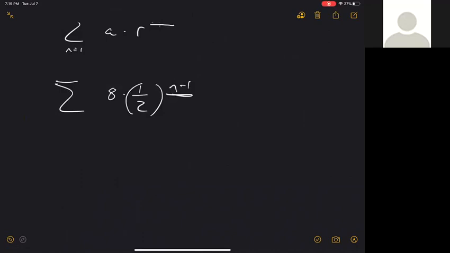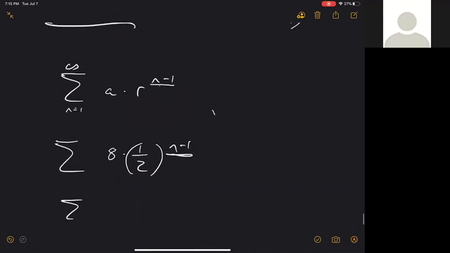Now there are ways it might be disguised. Notice these are very similar, where I have this A out front, and then the R, and then the n minus 1. Before I move any further, the R is always going to be the thing to the power. So the R here is to the power n minus 1. That's telling me this 1/2 is the R.